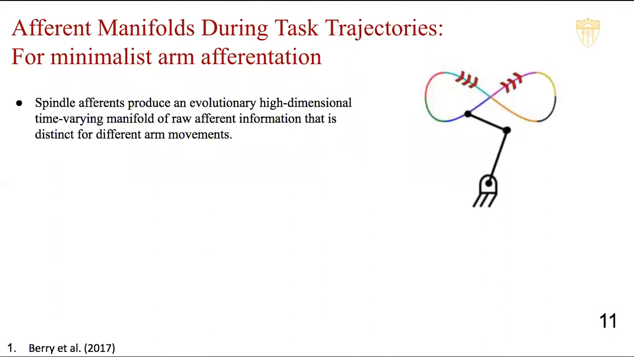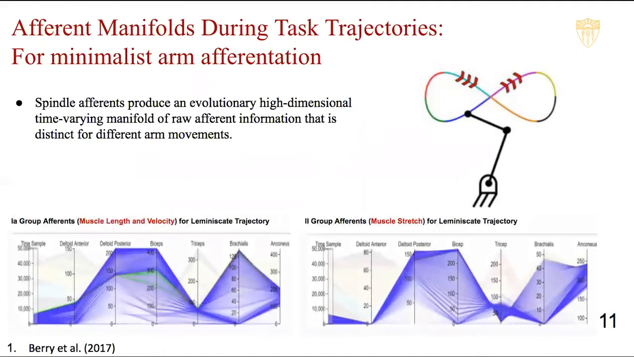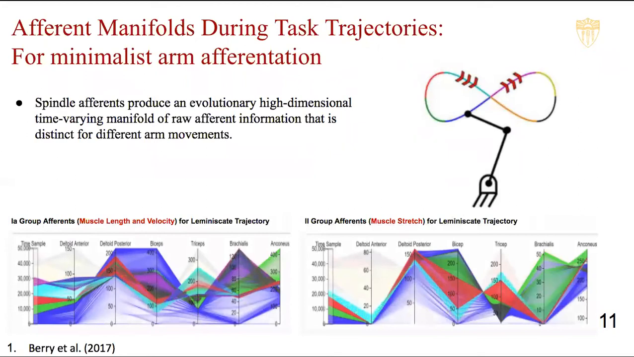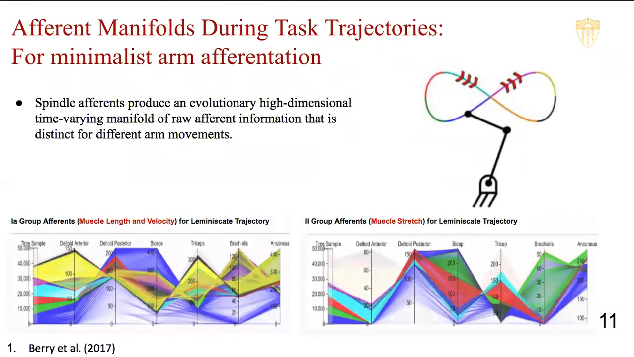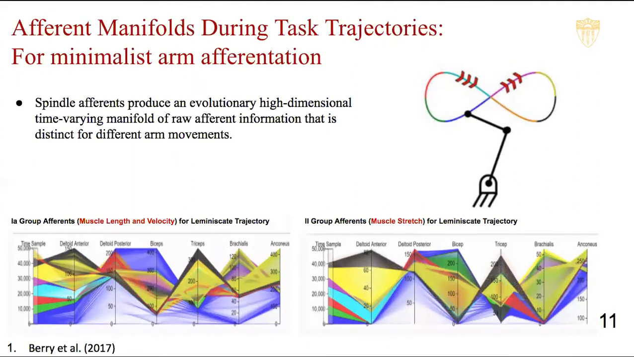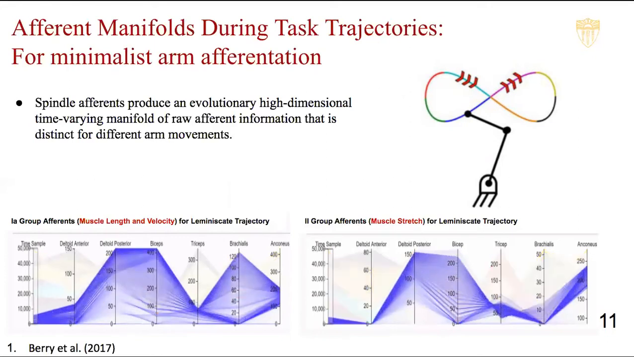As mentioned earlier, the base data sets will apply Gestalt laws to our proprioceptive data points, specifically the 1A and 2 modalities of the simulated muscle spindle. Using parallel coordinates, we show the 1A and 2 group afferents in 50,000 time samples for the case of a 6-muscle 2-joint simulated planar arm performing the lemniscate trajectory with the endpoint. The coordinates are colored according to the segmented locations within the duration of the lemniscate trajectory. As you can see here, the spike trains from the spindle produce an evolutionary, high-dimensional, time-varying manifold of raw afferent information that is distinct for different arm movements across the task.